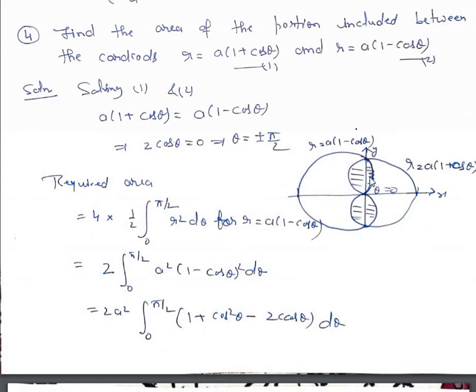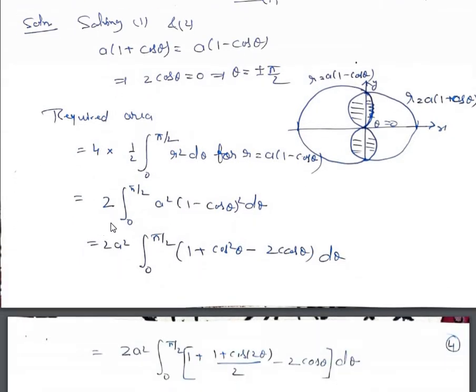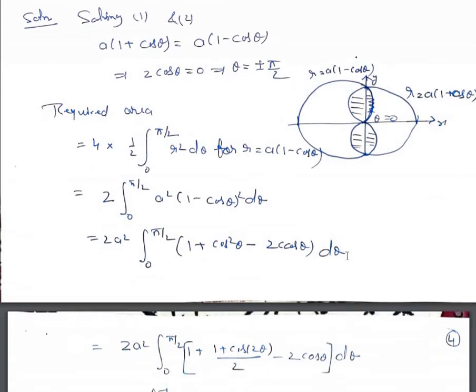If we take this portion, it belongs to the cardioid r is equal to a into 1 minus cos theta. So the required area is 4 into half integral 0 to pi by 2 of r square d theta for r is equal to a into 1 minus cos theta, which is equal to 2 times integral 0 to pi by 2 of a square into 1 minus cos theta whole square d theta, which is 2a square integral 0 to pi by 2 of 1 plus cos square theta minus 2 cos theta d theta.